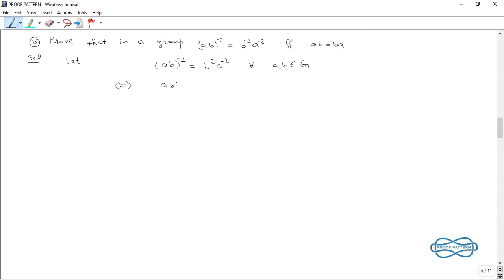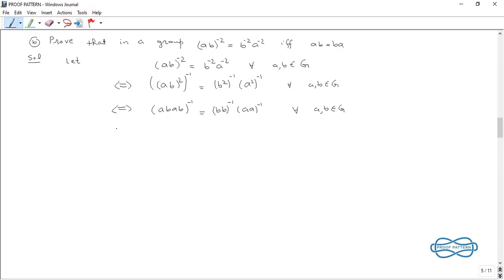This can be written as (AB)² whole to the power minus 1, and in the same way B² to the power minus 1 and A² to the power minus 1, and that is also for all A, B belongs to G. And if we expand this, we get (AB) whole to the power minus 1, and on the right side B to the power minus 1, A whole inverse, and that is also for all A, B belongs to G.